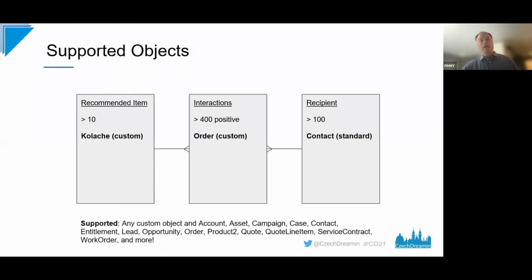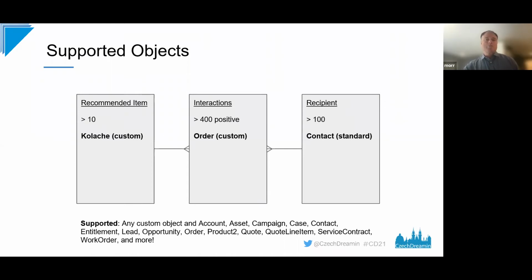You can use any custom objects with Recommendation Builder. You can also use a number of our standard objects. You can see a partial list here of the standard objects that we support. I'm, of course, going to use our kolache custom object to build this model.